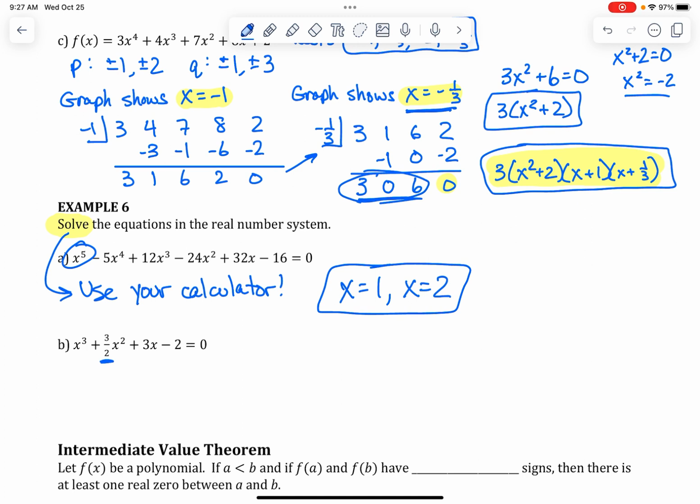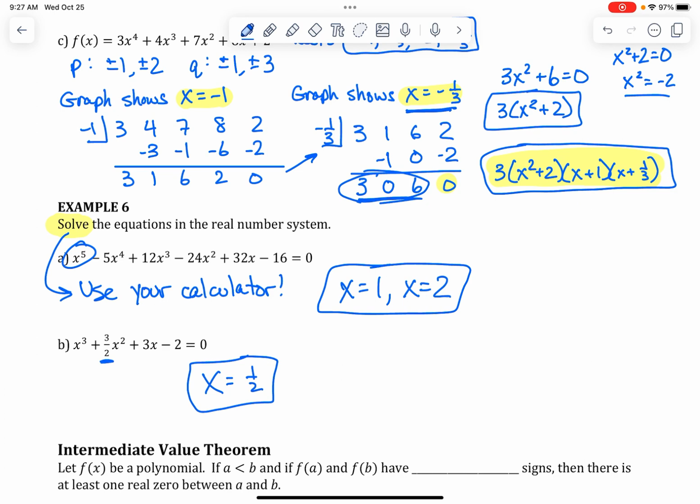Even if you wanted to synthetically divide, you couldn't necessarily do it here because we don't have an integer coefficient. And so you're just going to, again, use your calculator. And when you graph it, you'll see that it crosses in between 1 and 2. Right? It only crosses once because you have some imaginary zeros, which we'll talk about again next time.